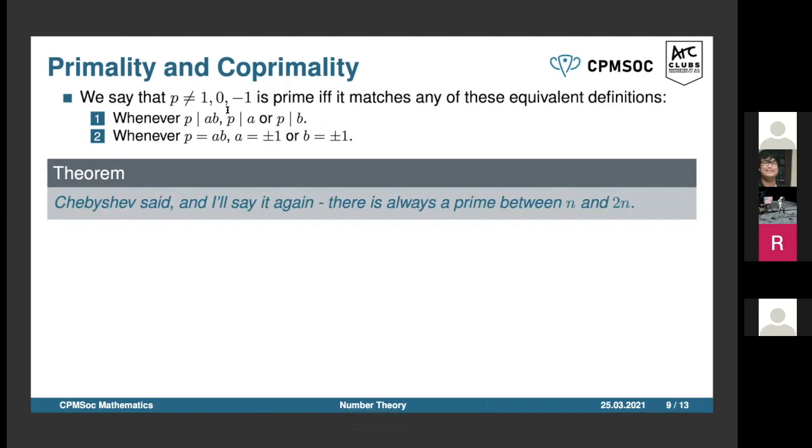So we'll go over 2 ways to define a prime. One very abstract, generic way to define a prime is whenever you have a product of 2 numbers that's divisible by p. P is a prime if and only if it has to divide each of the numbers in the product. A different way of saying the same thing is if it's equal to some product, then the absolute value of one of the elements in that product has to be 1. And this is just a fun little fact about primes. If you pick any integer n and you double it, there's always going to be a prime between those 2.